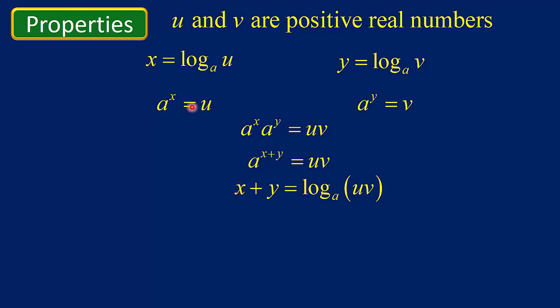Now remember, x is log base a of u. So I can replace x with log base a of u, and I can replace y with log base a of v. And there I have it. Now look what we've discovered here. This is a property of logarithms: if you take the log of a product, it's equal to a sum of the logs. Log of u times v is equal to log u plus log v. This is provided you have the same base. We have the same base here. So this is one of the properties of logs.